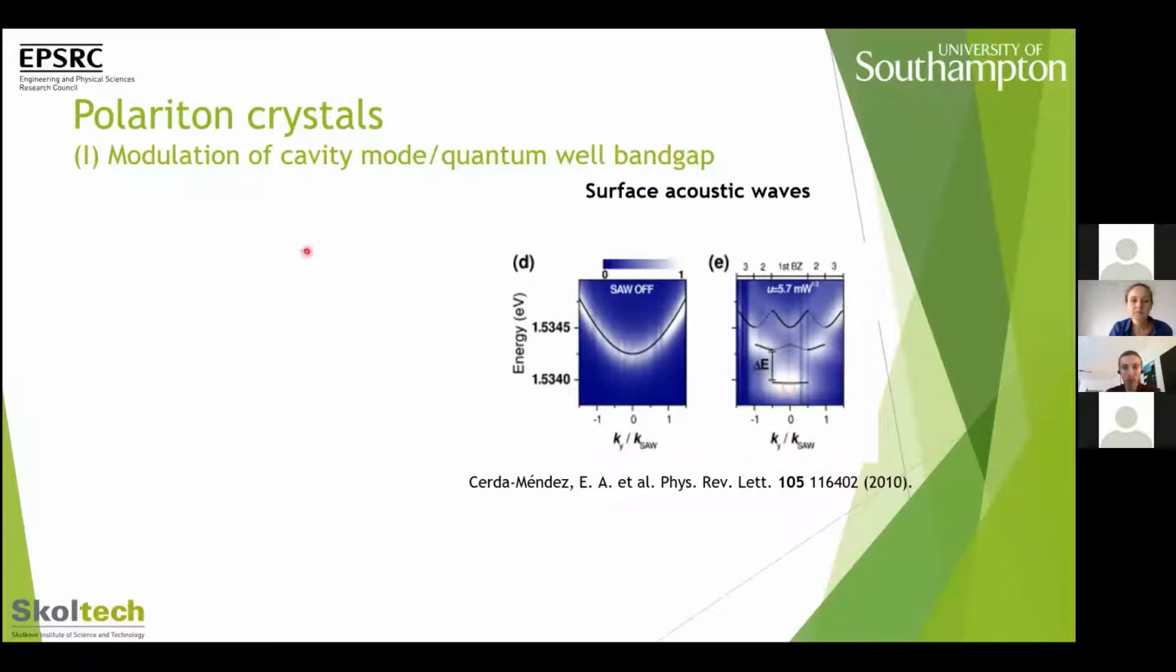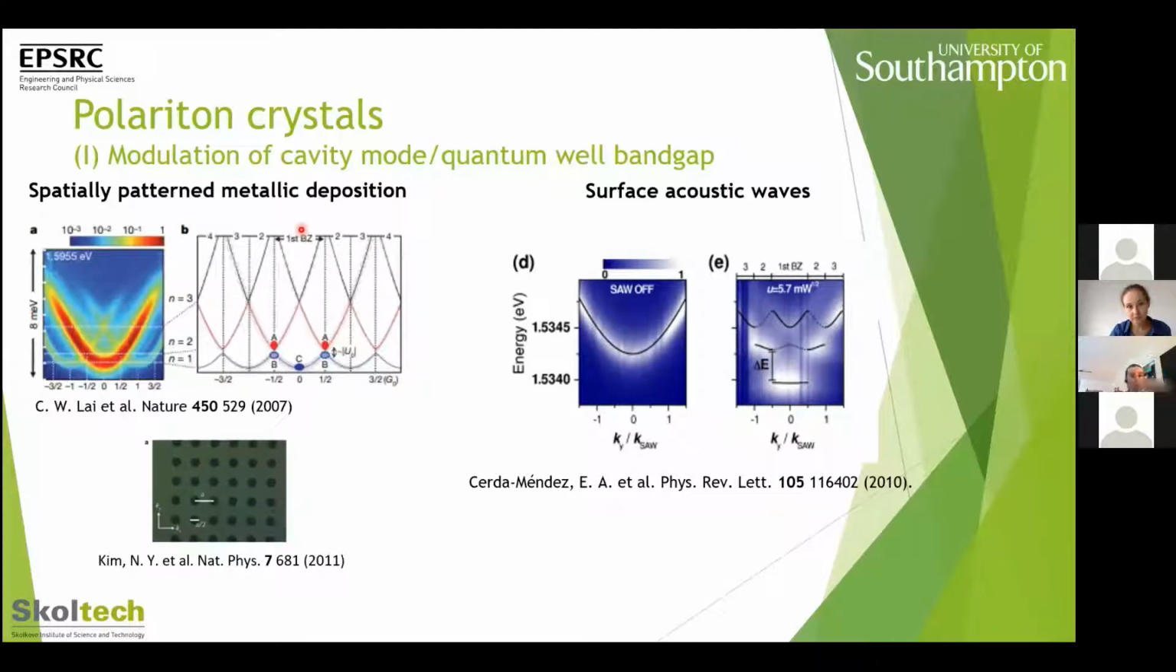The first, which I'll go over quickly, is through modulation of the cavity mode and/or the quantum well bandgap, which can be done in a few ways. For example, utilizing surface acoustic waves, as was shown in Skolnick's group in 2010. These surface acoustic waves create a periodic modulation of the cavity mode and the quantum well bandgap, and when they are on, it results in these band features appearing in the polariton dispersion, which otherwise are not there when these surface acoustic waves are off.